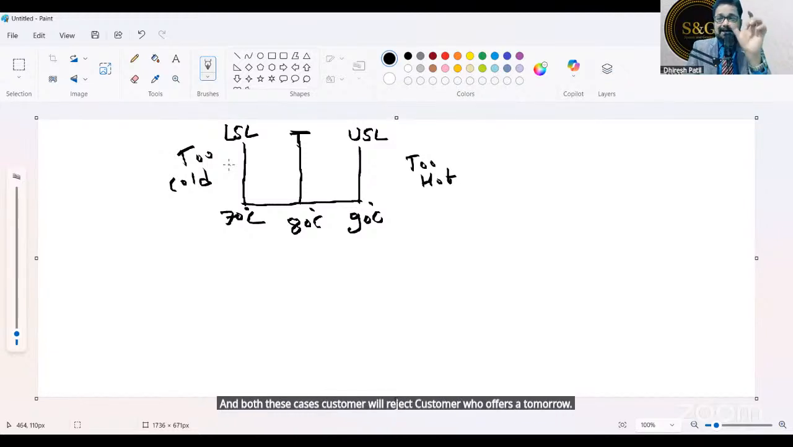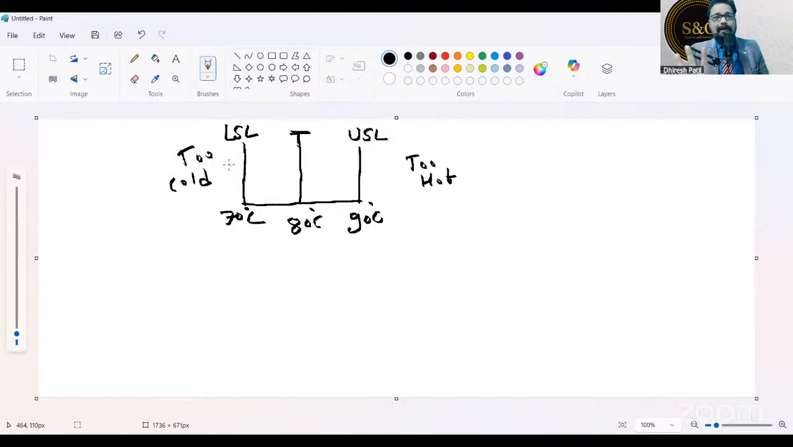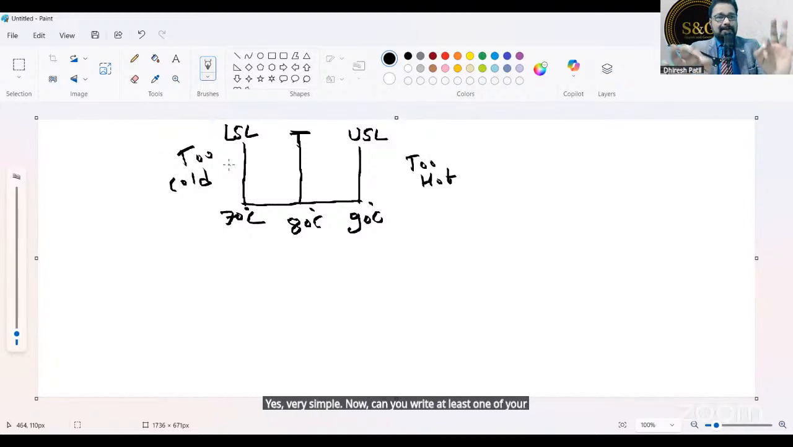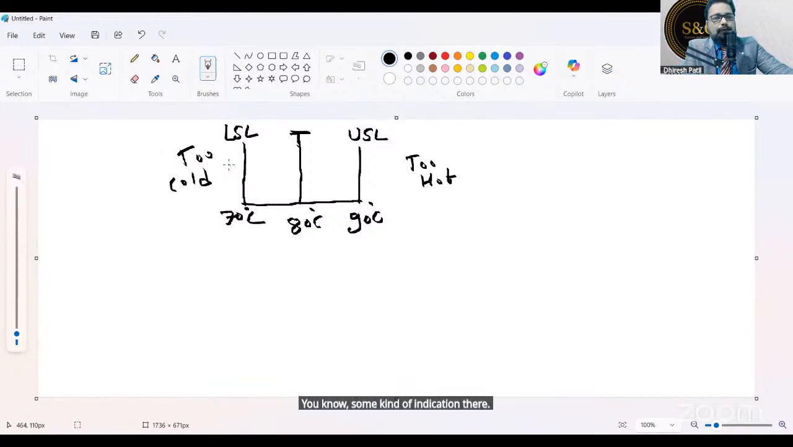Okay, so this is called the specification limit, and specification limits are set by the customer itself. Are you clear with this specification limit and the target? Just type yes in the chat box. Yes, very simple. Now, can you write at least one of your specification limits? Just now you have mentioned your continuous data, right? For that continuous data, what is the specification limit set by the customer? Can you give me some indication there? Type in the chat box. For your process, what specification limit do you follow?